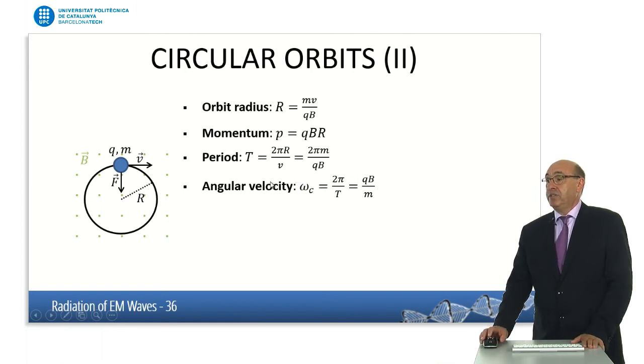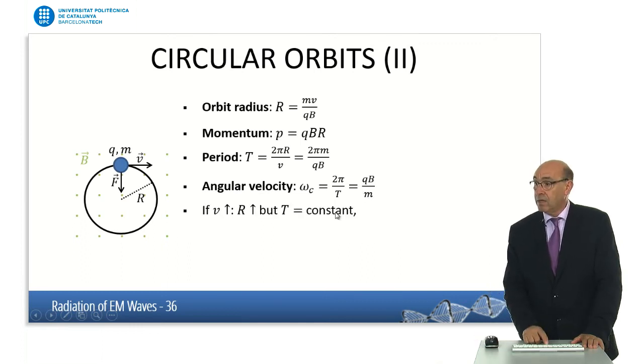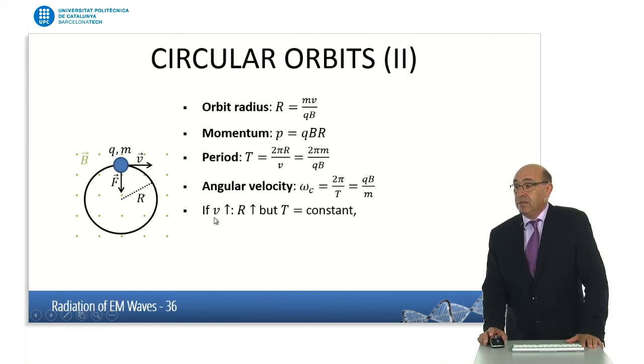If we know the period, we also know the angular velocity, and this is the value for it. So, in a simple way, if we increase the velocity, we will increase the radius of the orbit, but we will be maintaining the period constant.